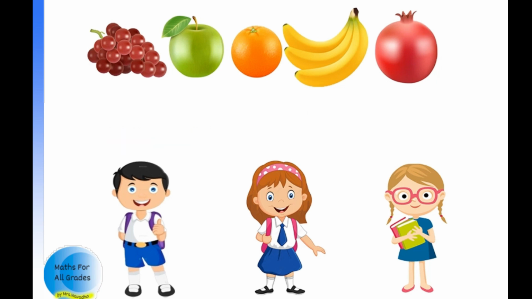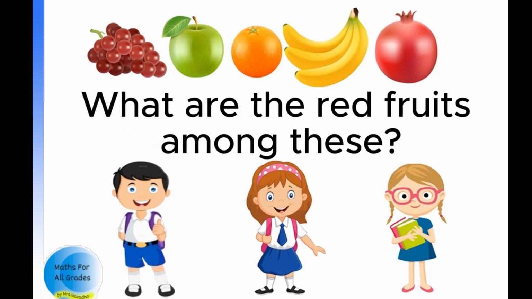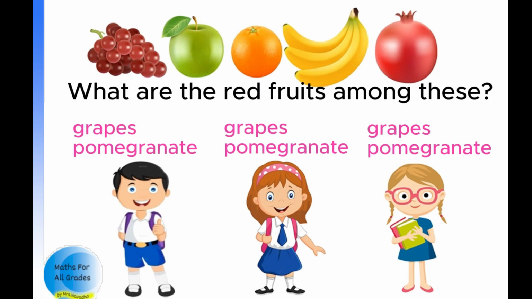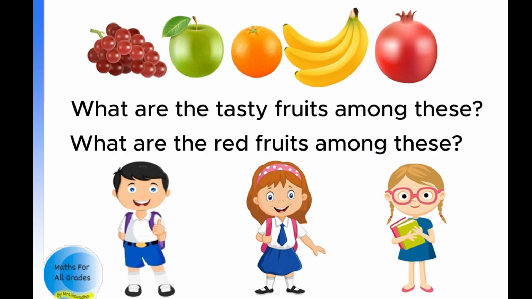Okay, my second question is, what are the red fruits among these? So everybody says grapes and pomegranate. Now this time everybody gets the same answer because it is well defined. Therefore we can say red fruit is a set. I think now you may have understood that if my idea of tasty fruits is completely different from yours, then it is not a set because it's not well defined. But the second statement, red fruits, everybody gave the same answer because it's well defined. So it is a set.